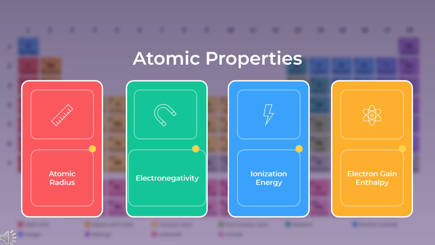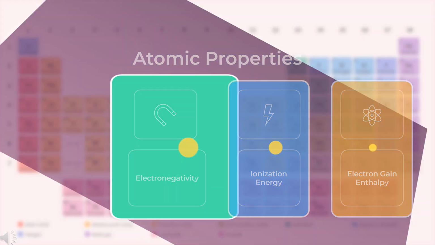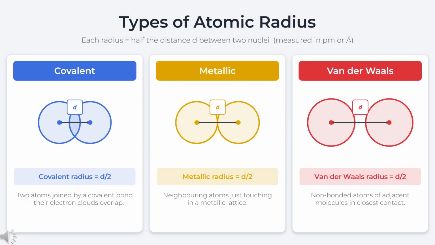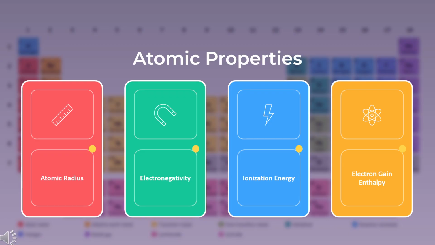Let's start with atomic radius. Atomic radius measures an atom's size, but the electron cloud has no definite boundary. Therefore, depending on how atoms are bonded, it can be measured as the covalent radius, metallic radius, or van der Waals radius. Now let's take up electronegativity.